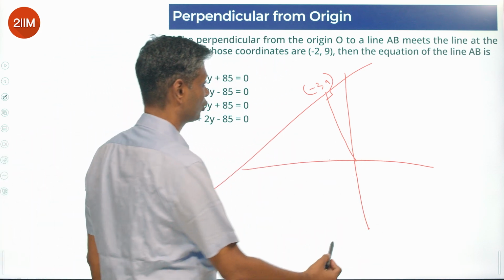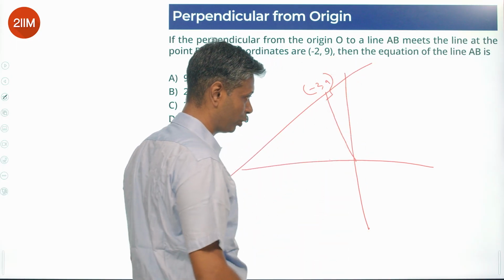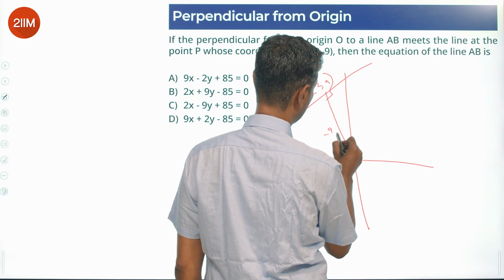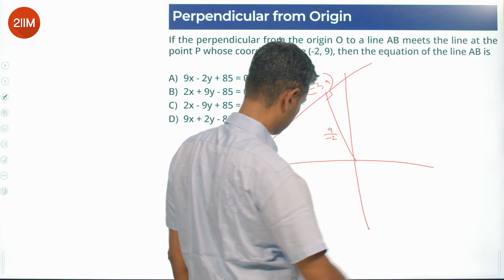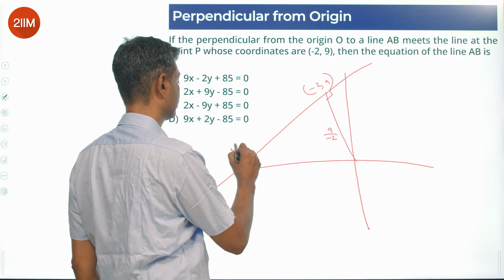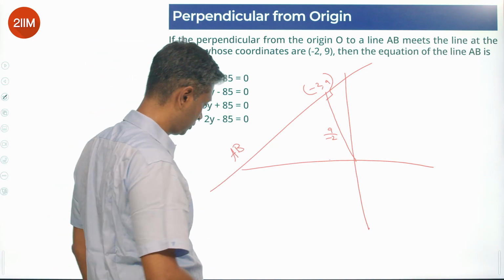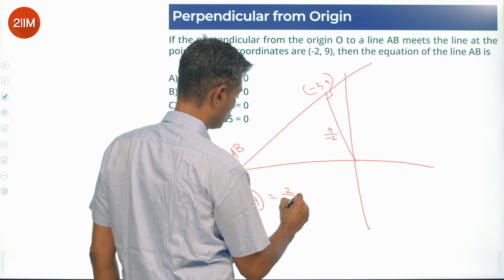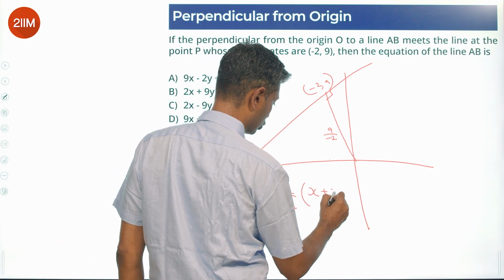Straightforward. Find the slope of this line. We know slope, use slope and point form. Slope of this line, y2 minus y1, 9 minus 0, by minus 2, 9 by minus 2. So slope of our line AB is 2 by 9. So y minus 9 equals 2 by 9 times x plus 2.